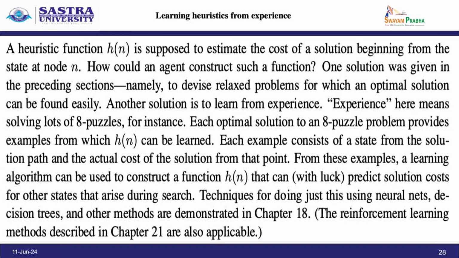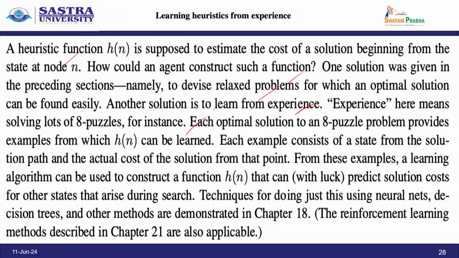So, learning heuristics from experience. A heuristic function h(n) is supposed to estimate the cost of the solution beginning from the state at node n. How could an agent construct such a function? One solution was given in the preceding section, namely to devise relaxed problems for which an optimal solution can be found easily. Another solution is to learn from experience. Experience here means solving lots of 8 puzzles, for instance. Each optimal solution to an 8 puzzle problem provides examples from which h(n) can be learned.